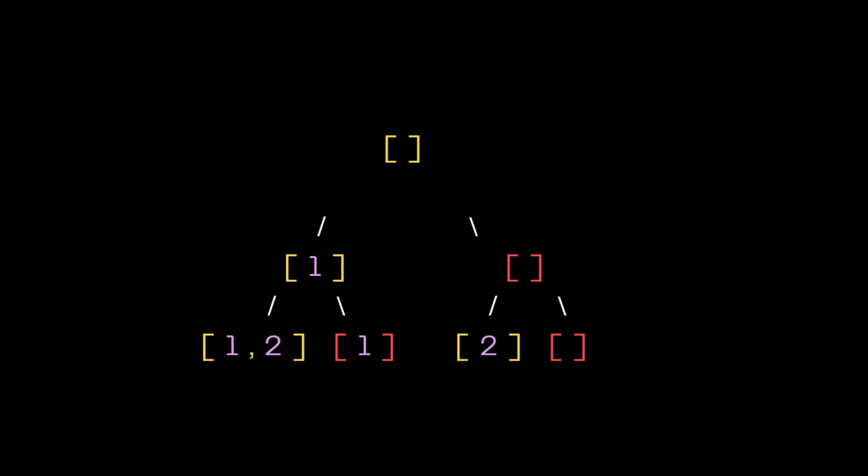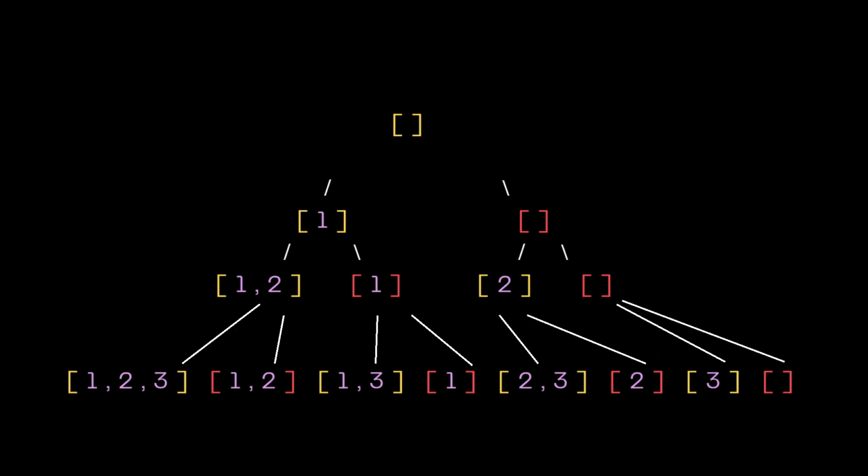Now we process 2. From 1, we can take 2 and get 1 and 2, or skip it and stay 1. From the empty subset, we can take 2 and get 2, or skip it and stay empty. Finally, we make the same take or skip decision for 3, and every leaf of this tree represents one complete subset. That's how we get all 8 answers.